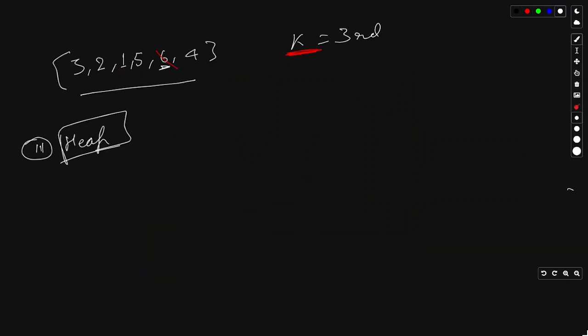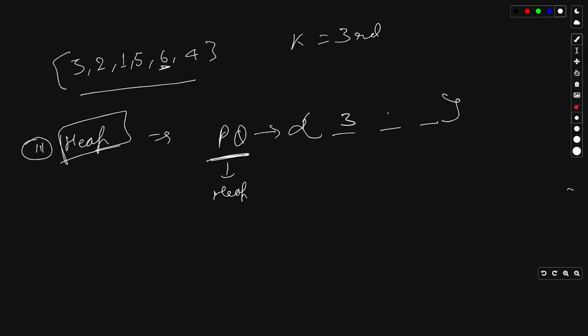Okay, so what we will be doing is, if we want to find out the third largest element within the array, first of all, we can maintain a heap of k elements, let's say a priority queue. A priority queue is nothing but a heap. So let's take a priority queue, and we will be entering the first k elements of the array within it. So they will be 3, 2 and 1.